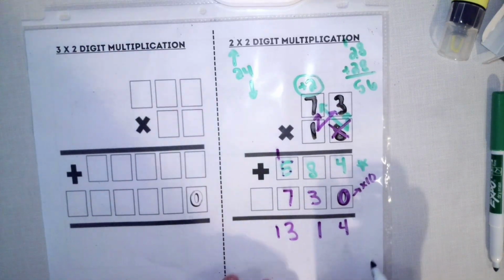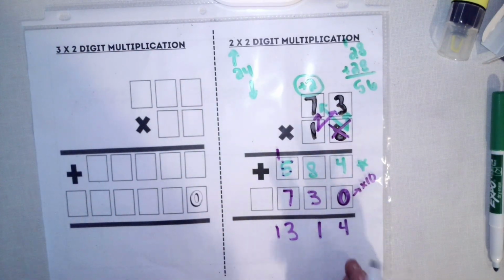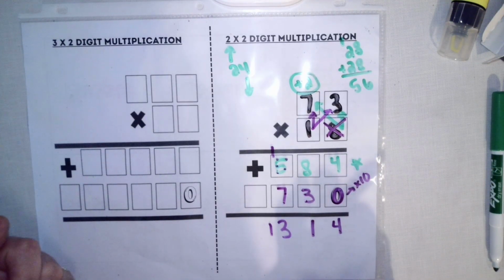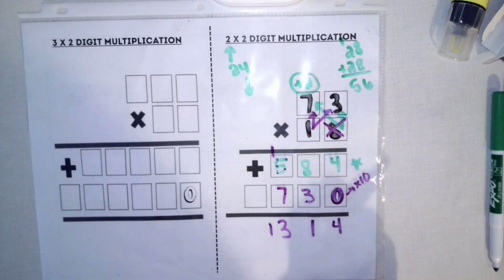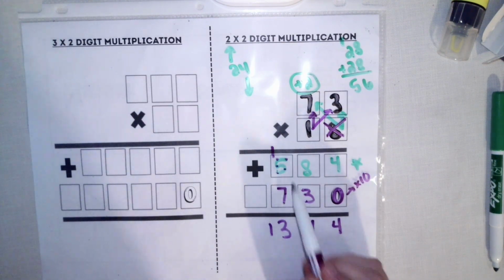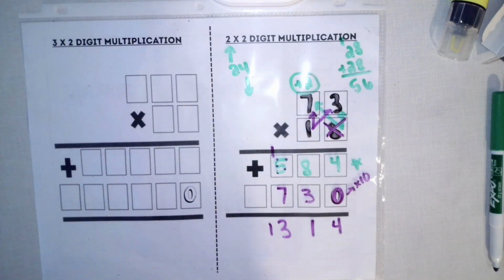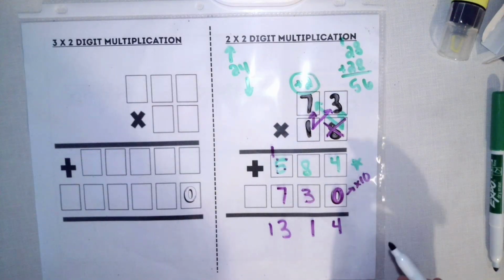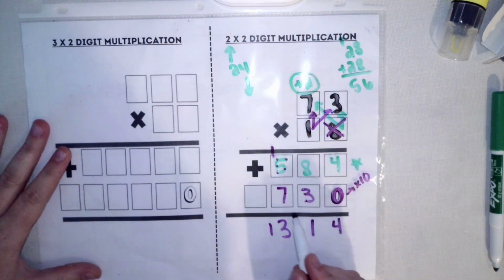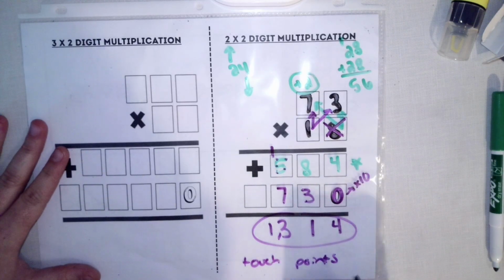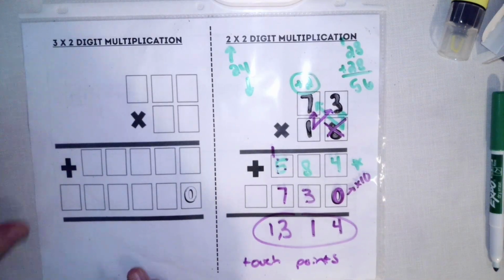So I, as an adult, still use touch points. If you do not know what touch points are, then I'd say do a nice little Google search to help you. Our math interventionist uses them with kids who have a hard time still with regrouping single digit numbers like this, or just adding single digit numbers quickly. So this is a wonderful method that you can use as well, called touch points. Fabulous. Okay, so my answer is 1,314.